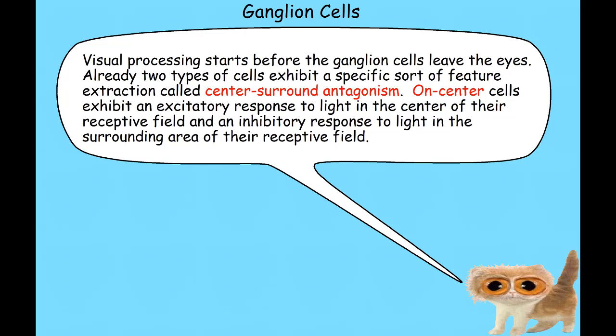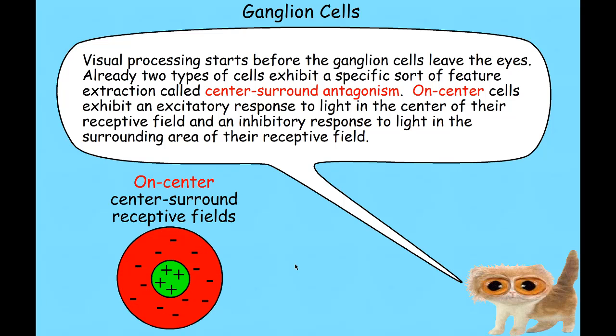As I've mentioned many times, visual processing begins even before the ganglion cells, and certainly it's occurred by the time the ganglion cells leave the eyes. In fact, there are already two types of cells that exhibit a specific sort of feature extraction called center-surround antagonism. On-center cells exhibit an excitatory response to light in the center of their receptive fields and an inhibitory response to light in the surrounding area of their receptive field. And so the receptive fields have this structure to them: inhibitory outside, excitatory inside.